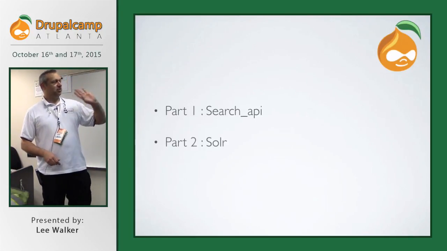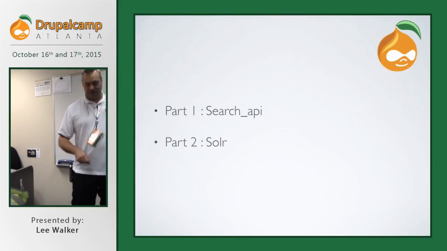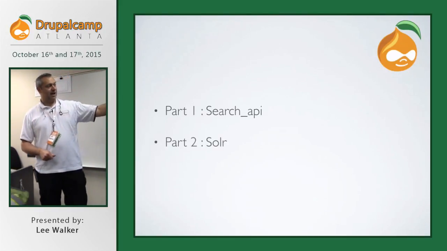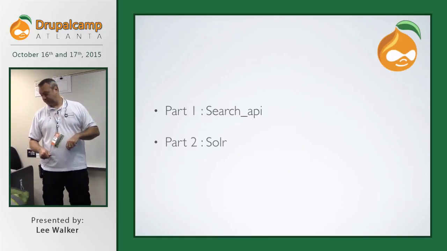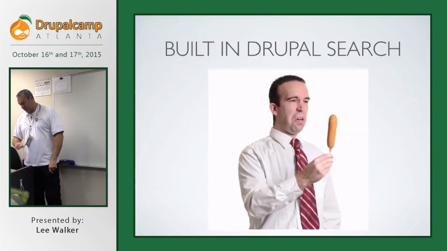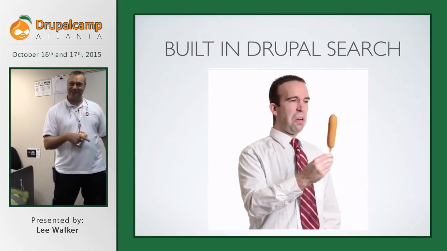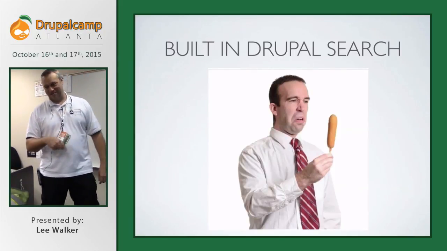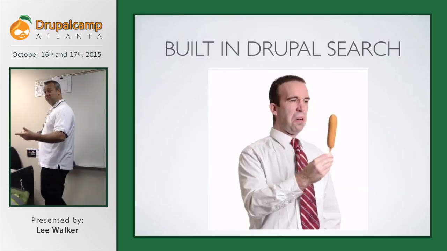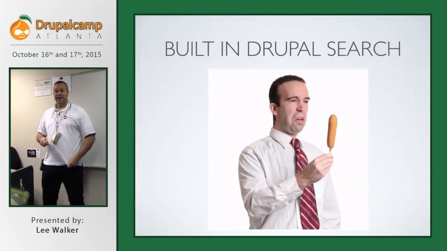Okay, so we talk about 2 separate pieces, Search API, and then adding Solr into the Search API. This is what built-in Drupal search looks like, that's what your client looks like when you show him it. Does anyone actually use the default Drupal search? It's pretty hideous, right?